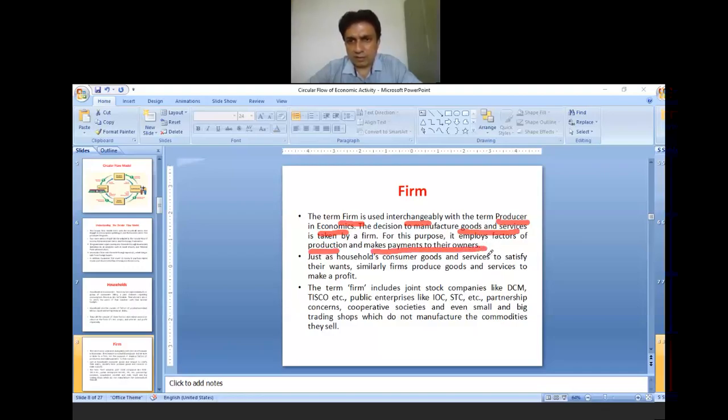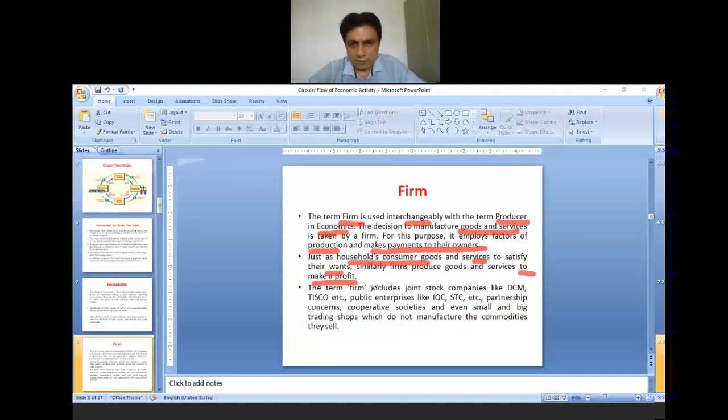Basically, the manufacturing of goods and services depends on the demand for that particular product. As the demand for that product is more, the supply of that product will be more, or the manufacturing of that product by the company will be more. Just as households consume goods and services to satisfy their wants, similarly, firms produce goods and services to make profit, and the ultimate aim of a firm or a business is to make profit.